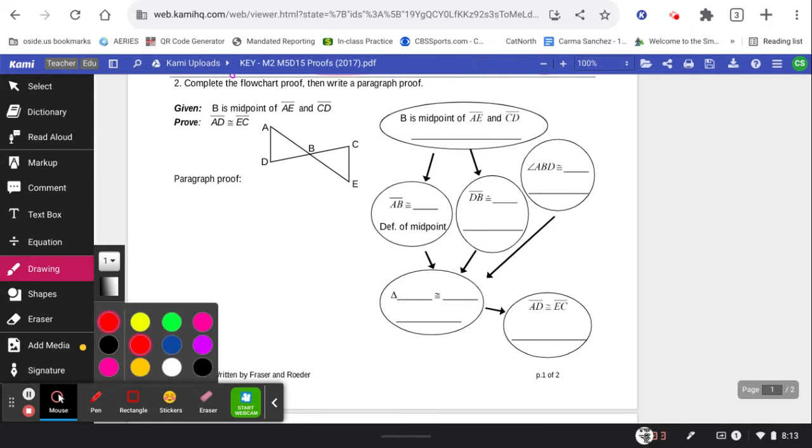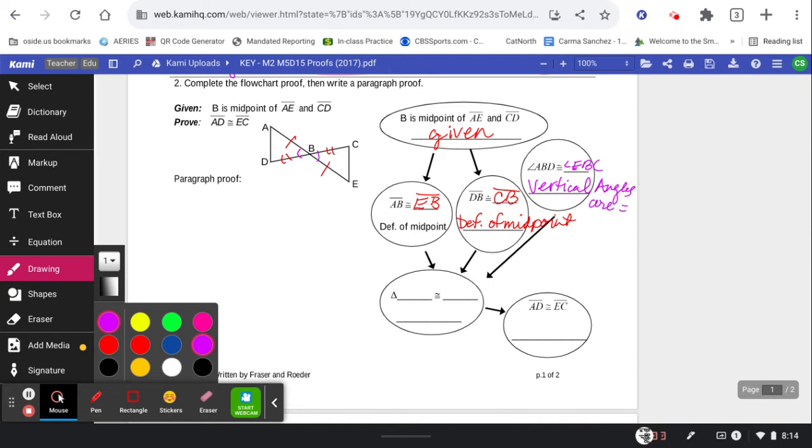Okay, so B is the midpoint of AE and CD. So we know that this is a given. And then from that, we can say that AB is congruent to EB by definition of midpoint. We can also say that DB is congruent to CB, also by definition of midpoint. And so mark this right here and this right here. And then do you see the final thing that we're supposed to see in that picture? These vertical angles. Angle ABD is congruent to angle EBC by vertical angles are equal, or vertical angle theorem.